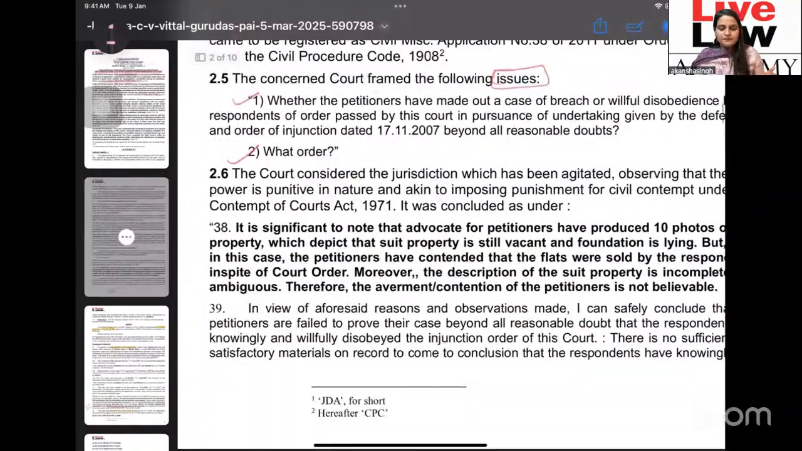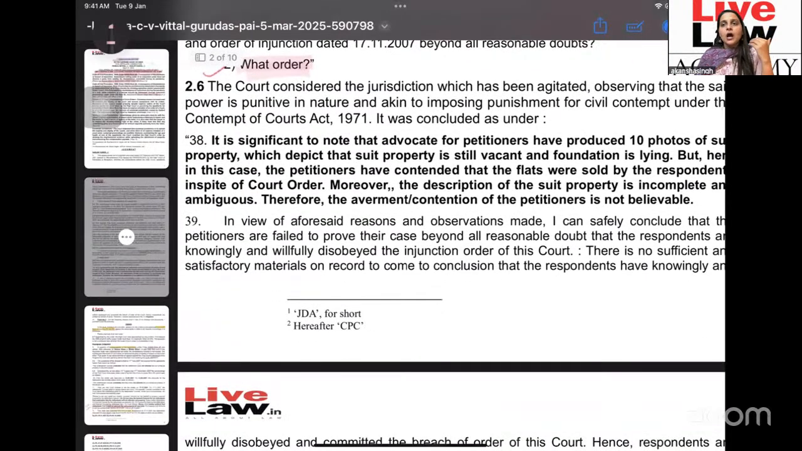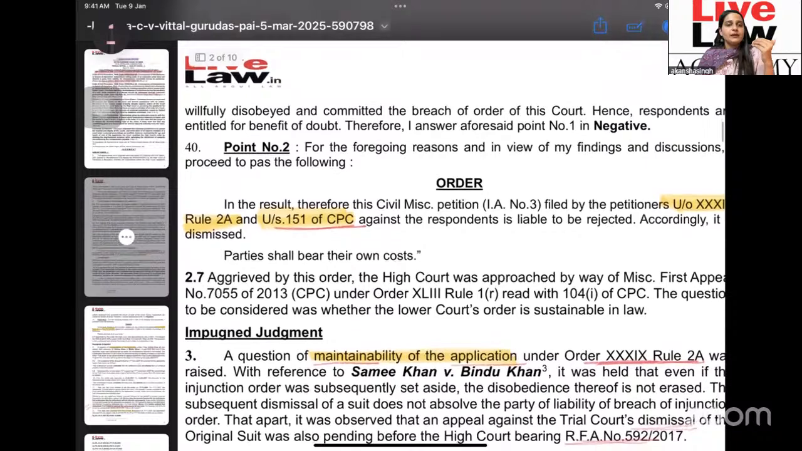So firstly, we stop here at the issues. The issues highlighted here by the court is that when the petitioners have made out a case of breach or willful disobedience by the respondents of the order passed by this court in pursuance. So basically this is talking about whether contempt has been done or not, okay, when they have not followed the order of the court, and what order are we specifically speaking of. Okay, and then accordingly all the arguments made by both the parties have been addressed here.